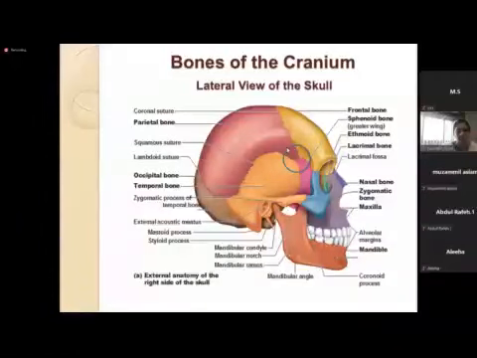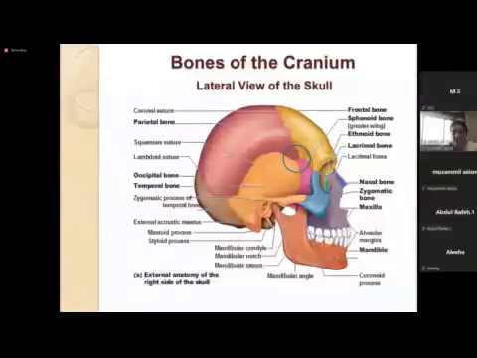This is the part I was talking about, the thinnest part of the skull where four bones meet, and this point is called pterion. The four bones that meet at this point are the frontal bone, the sphenoid bone, the parietal bone, and the temporal bone.